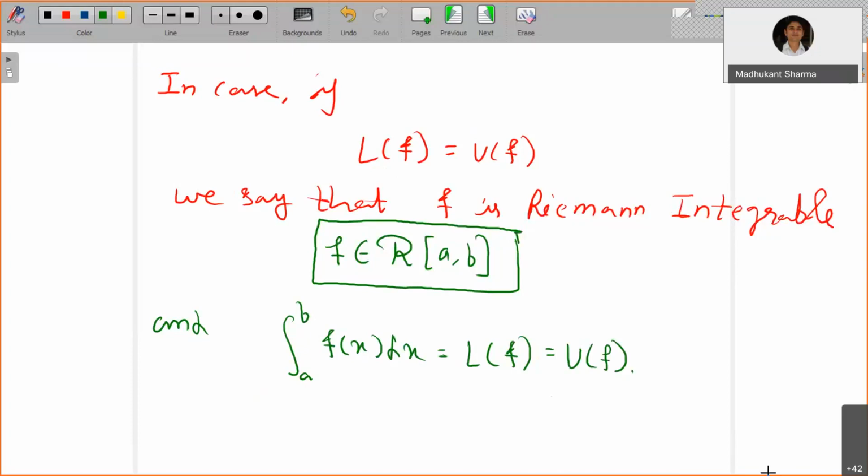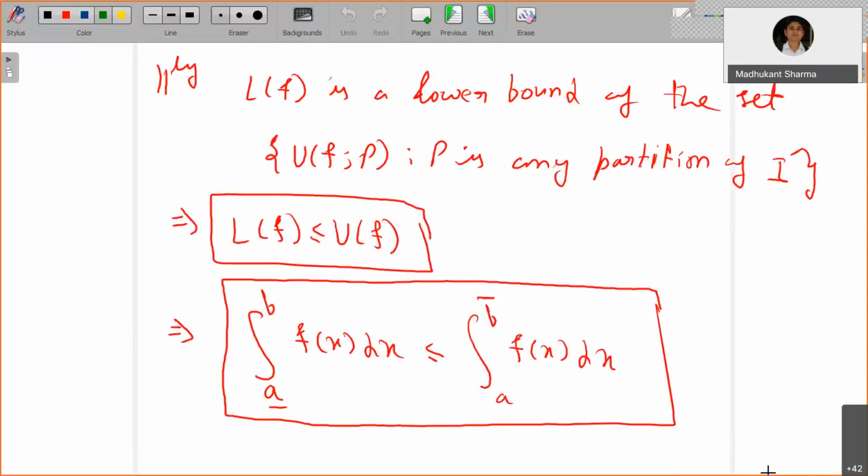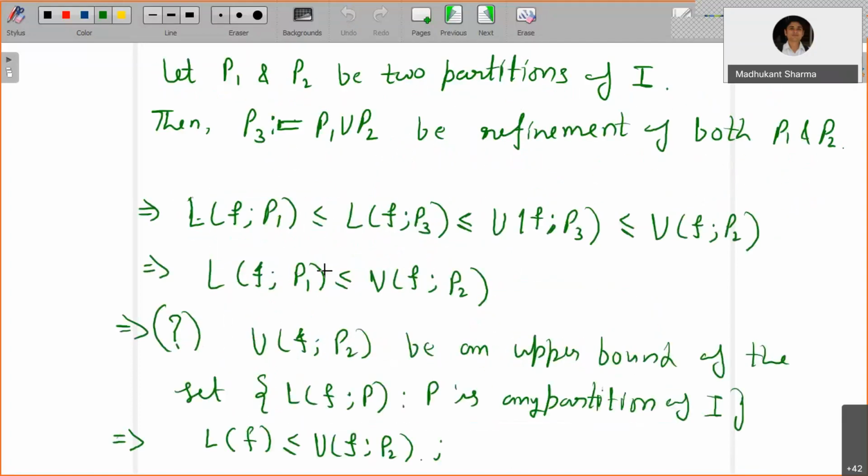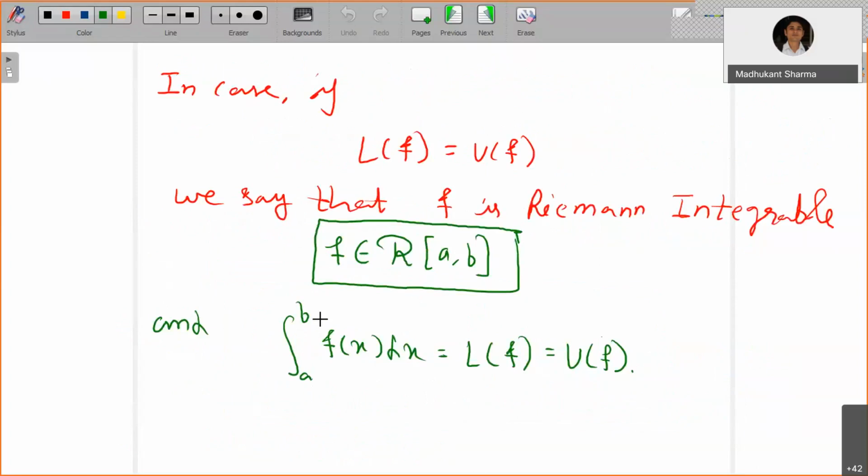Certainly you can question now why we started by first fixing P2 and then varying P1. You can do it in the reverse manner as well. You can fix P1 and vary P2, and show that L of f, P1 becomes a lower bound for all the set of these. So certainly L of f, P1 is going to be less than or equal to U of f. Then you can vary this P1, so you will get a similar expression. So that is when the function f is Riemann integrable.